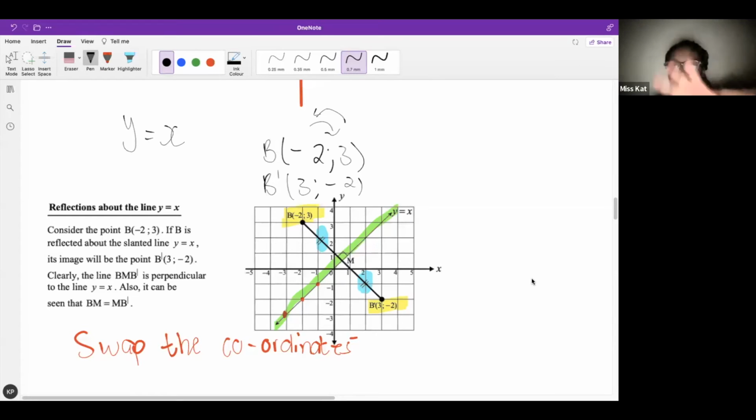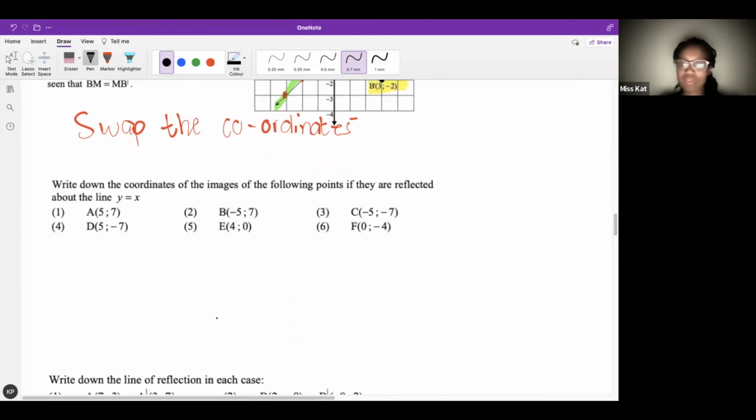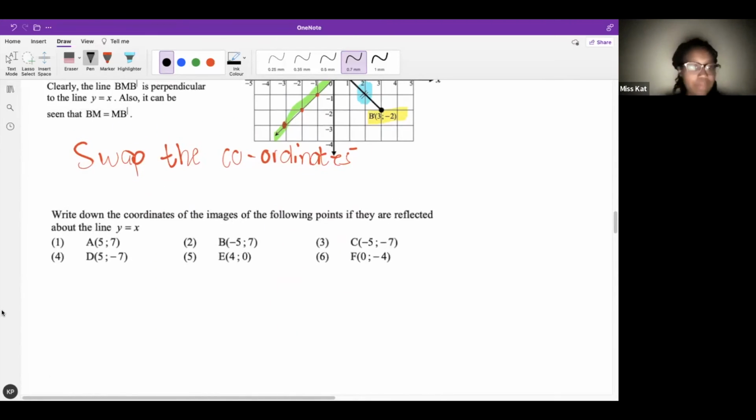So we have done 3 types of reflecting today. We did reflecting on the x-axis, which means your y changes sign. Reflecting on the y-axis, which means your x changes sign. And reflecting on the line y equals x, which means you swap the coordinates. That's it. I hope we're good. We're going to do practice just now. Let's do this practice quickly. I feel like it's going to fly quickly.